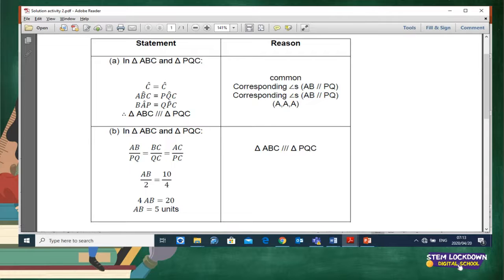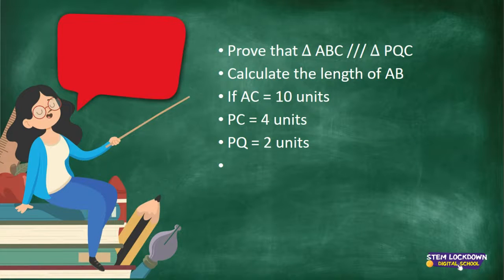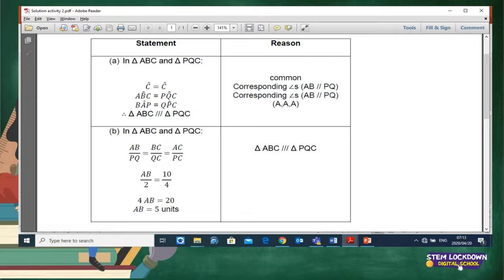Remember, you are given the side PQ, which is 2. You are also given the side AC, which is 10 units, and you are given PC, which is 4 units as well. So those are the sides that you can use. Make use of the available sides. You should be able to use AC, PC, and PQ to conclude that AB over PQ is equal to AC over PC. So the value of AC is 10, and the value of PC is 4.